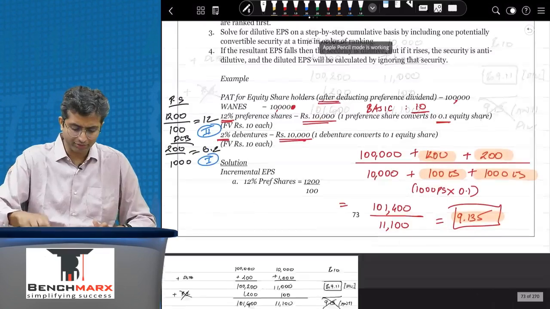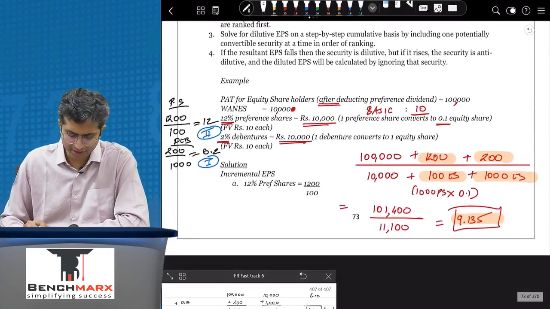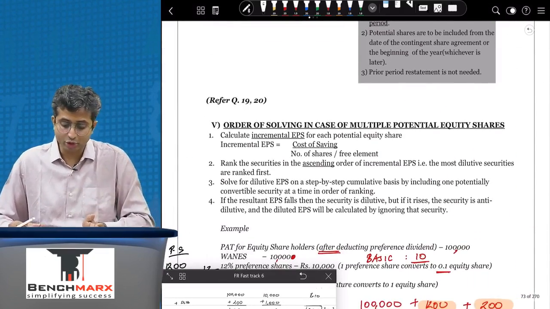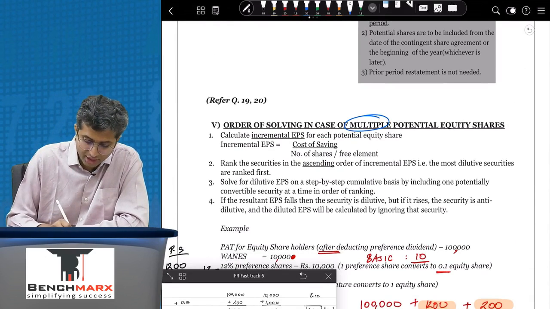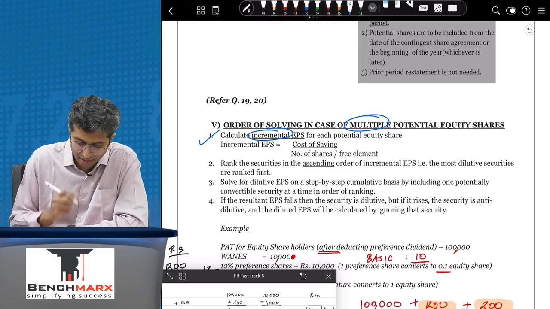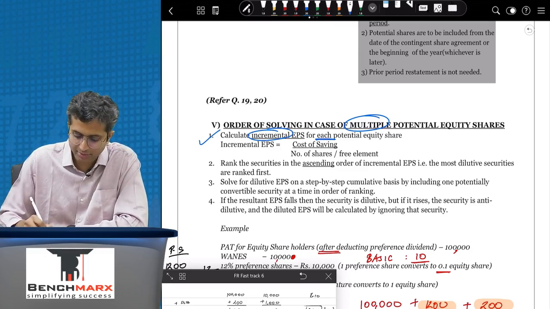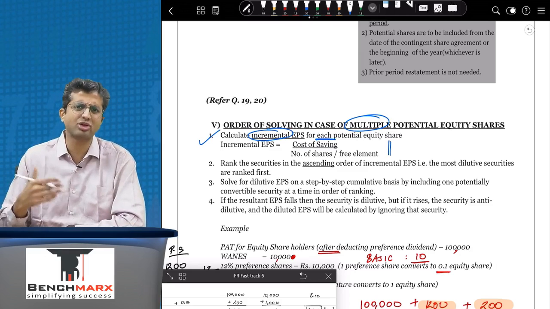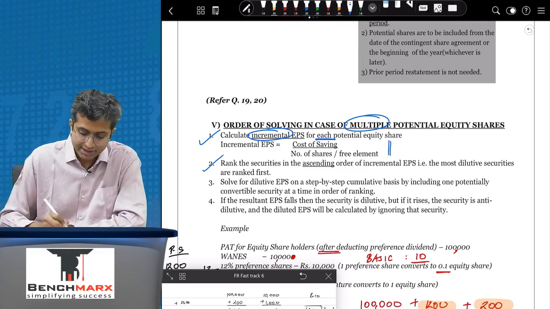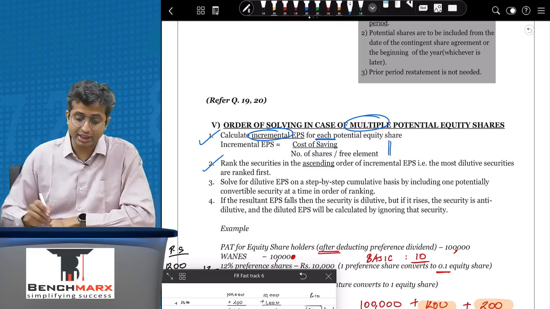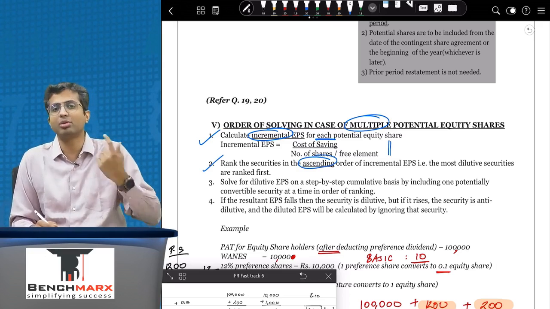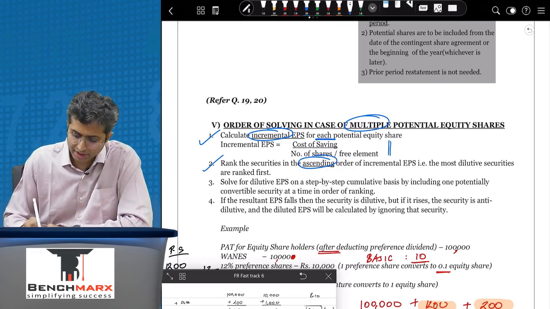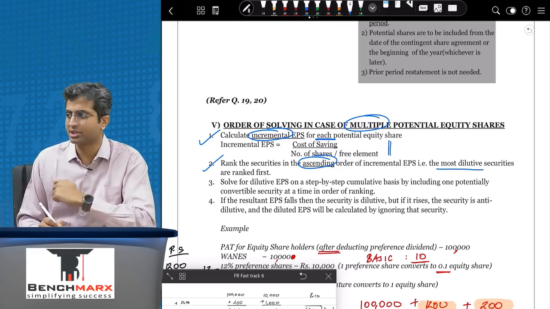Yes, okay. So what we have done over here is, if we read the theory on page number 73, the order of solving in case there are multiple potential equity shares. First, you will calculate the incremental EPS for each potential share separately. The incremental EPS is cost saving upon the number of shares or free element, as the case may be. Second, rank the securities in the ascending order. Why? The lowest will come first because they have the maximum dilution power. In the ascending order, that is, the most dilutive securities are ranked first.